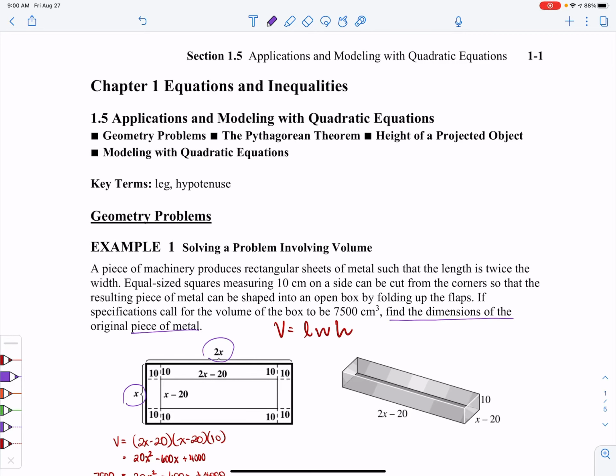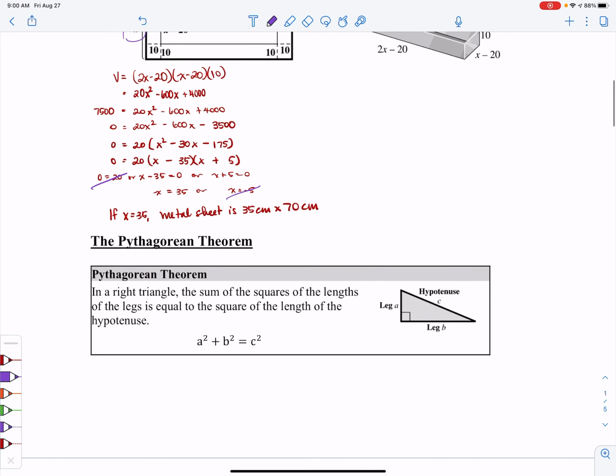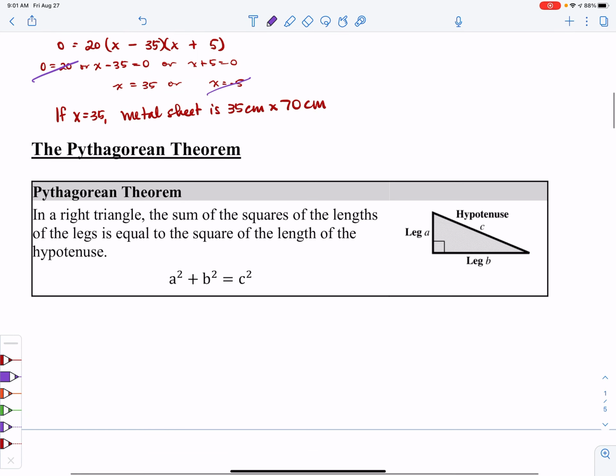All right, so we're still in section 1.5, still looking at applications. And now what we're going to do is go down and look at example 2. But before we look at example 2, I want to remind you of what the Pythagorean theorem is.